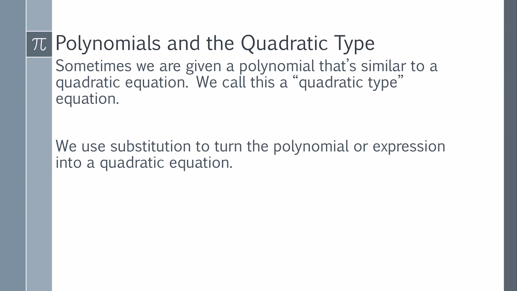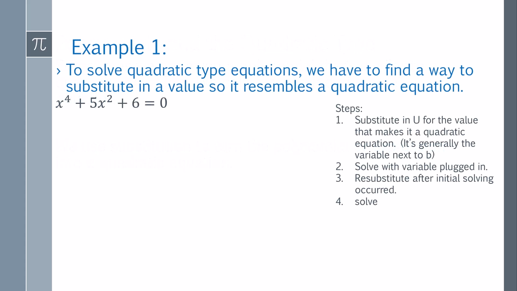Now it's not always obvious that it looks like a quadratic equation, but what ends up happening is we're able to substitute a number or a value, usually a variable because it's much easier with variables, but we substitute a variable to represent it as a quadratic equation. And so let me show you what I mean.